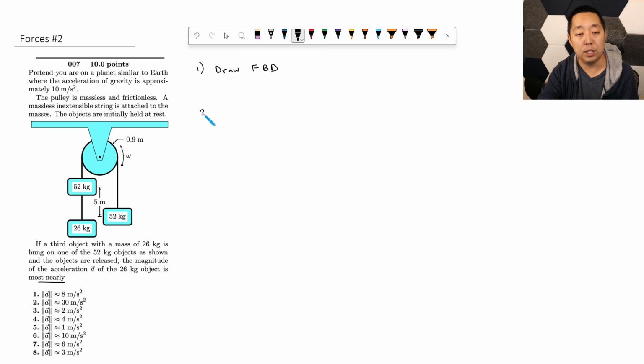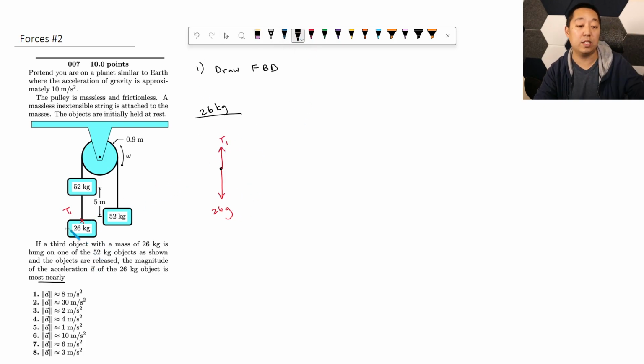So first is the 26 kilogram block. The way we draw forces, we always have gravity first, and that's equal to m times g, and it points downward towards the center of the earth. That's the rule for gravity. And then you think, what's touching the block? Well, there's a rope here, so it's pulling up. We'll call this T1. And that's it. We're done with the free body diagram. Nothing else is touching the 26 kilogram block.